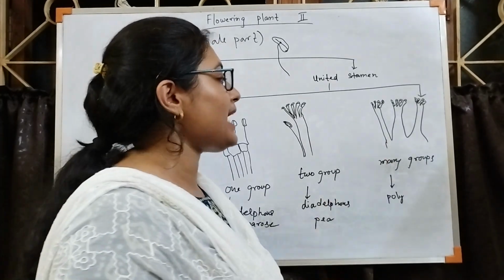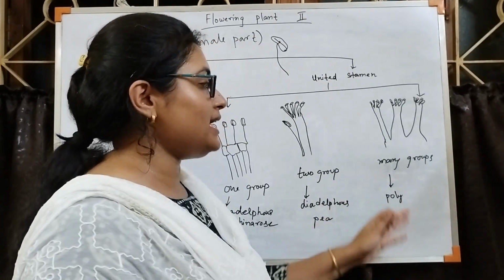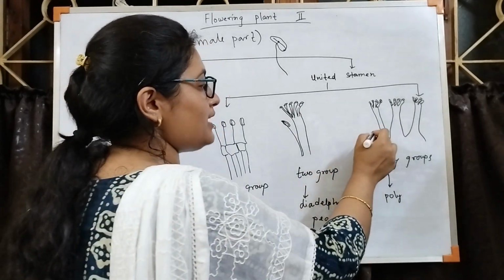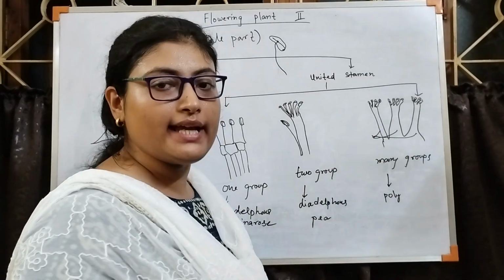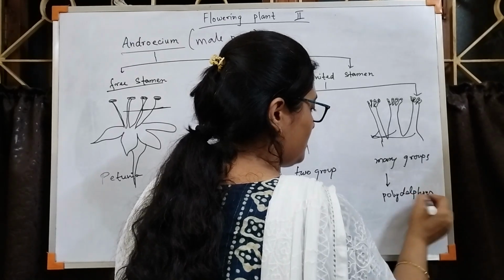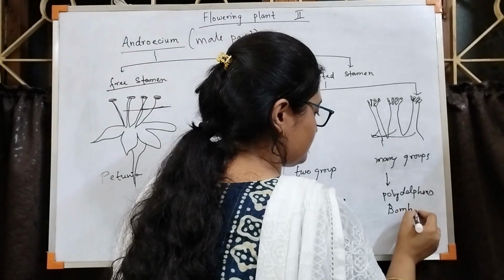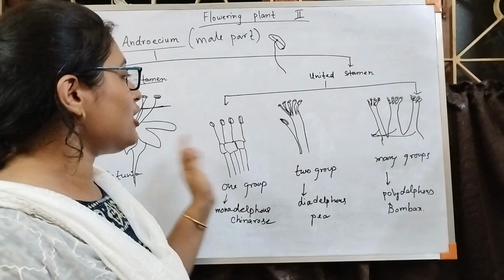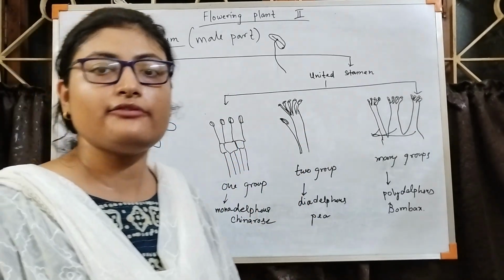Now the next kind is polydelphous. Poly means arranged into several groups. Here you can see I have drawn three groups. So more than two groups comes under polydelphous. This kind of arrangement can be seen in bombax. So here we have already learnt the three types of united stamen and one type of free stamen.